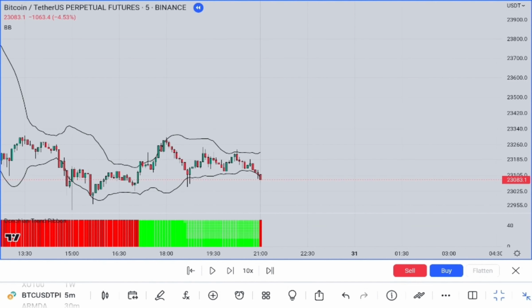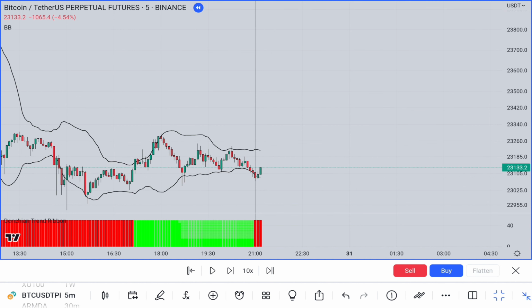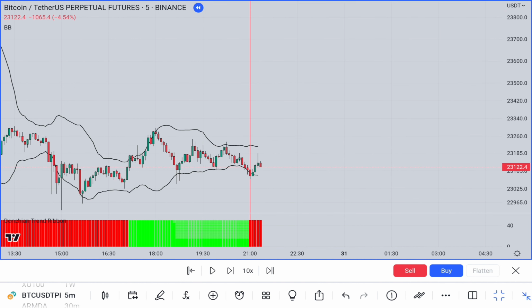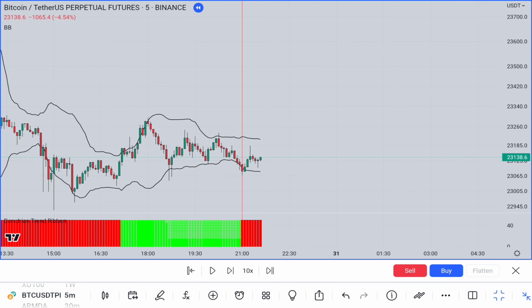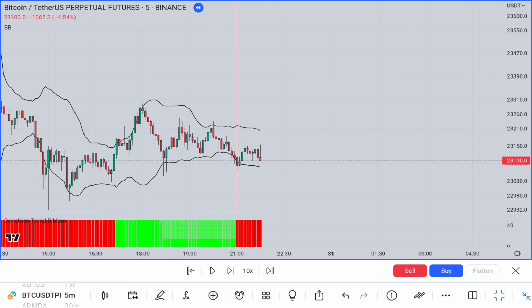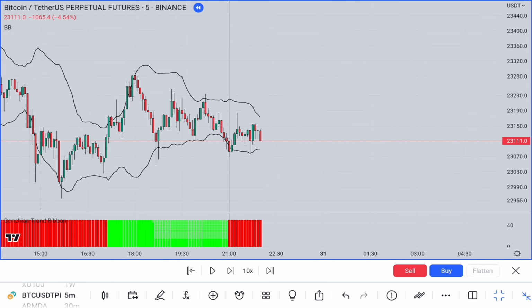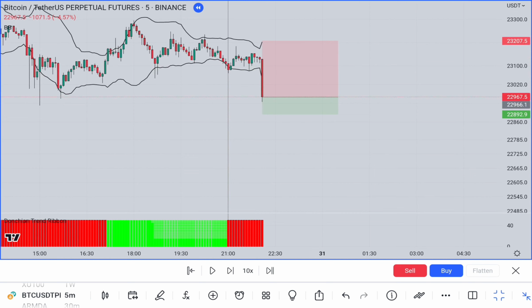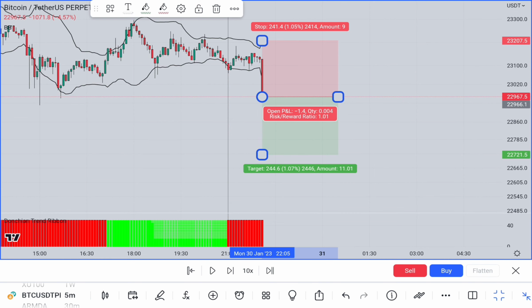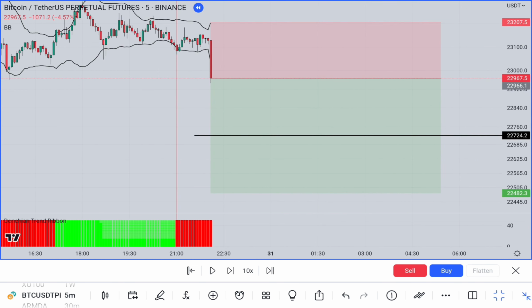A red candle closed below the Bollinger lower band. The Donchian ribbon indicator turned red. Price has returned inside the Bollinger Bands. We are waiting. And for the second time, a red candle closed below the Bollinger Band. We enter the trade. The first target is the 1:1 risk reward level.